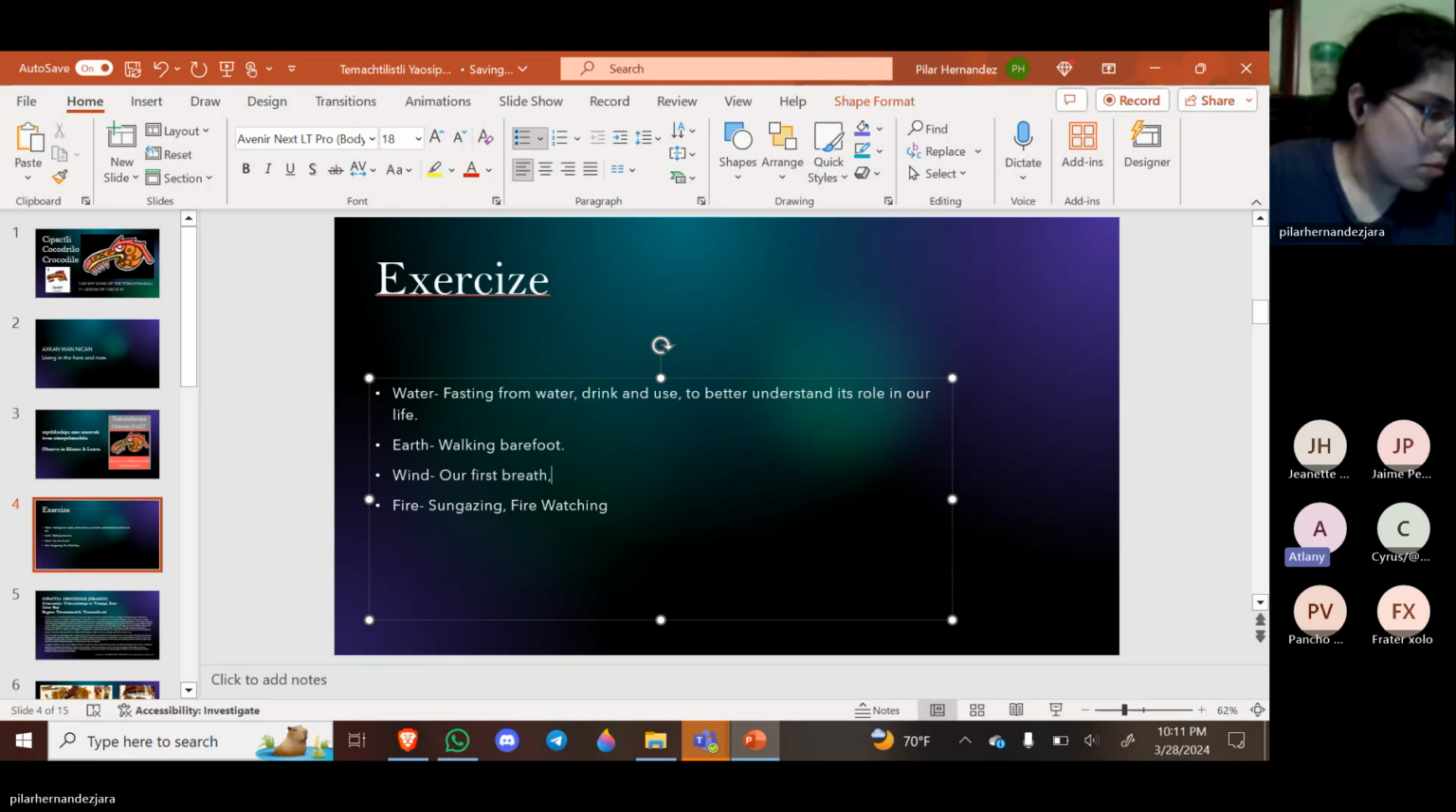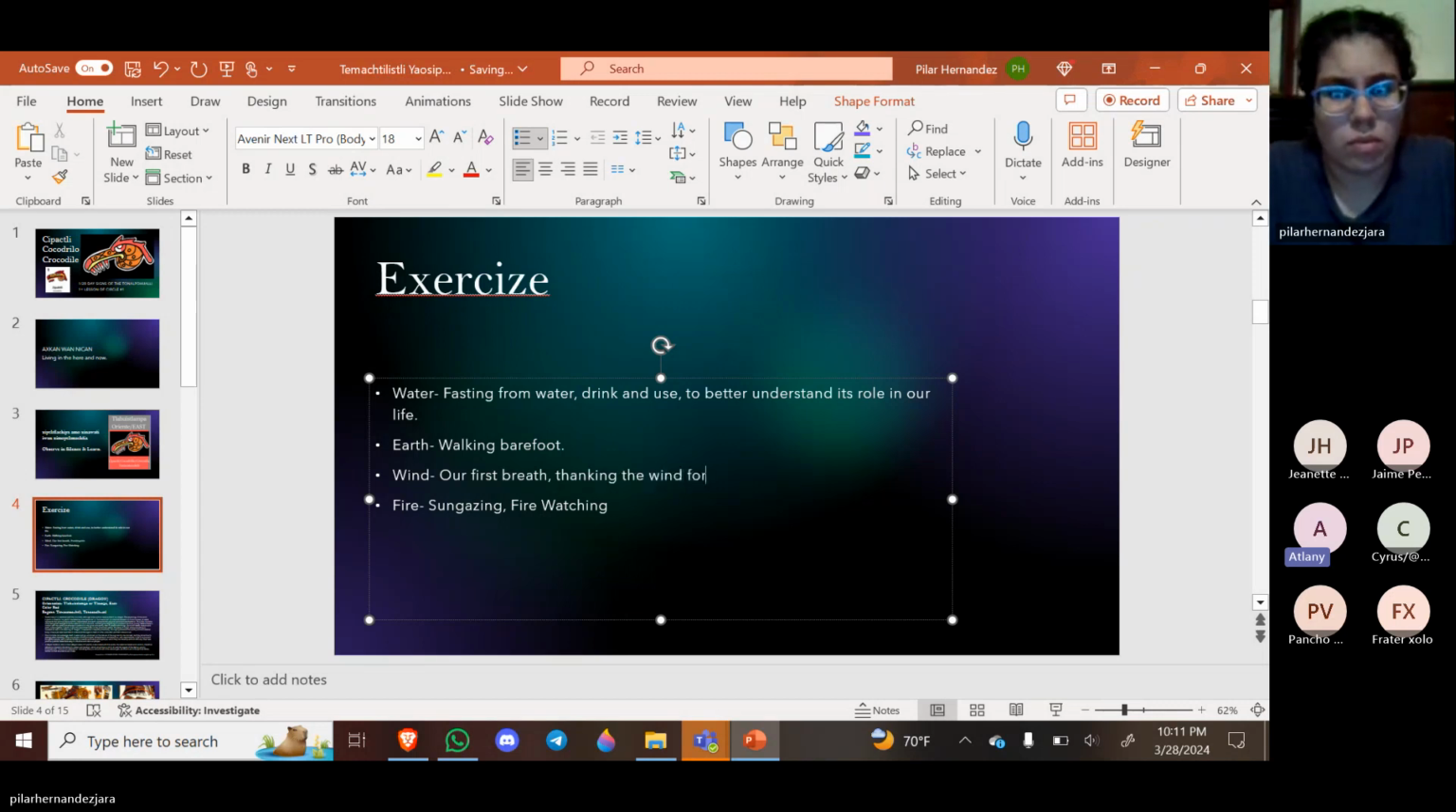Without wind, we cannot survive. It's basically something that is part of us. We are basically elements. We can find all these elements in us. We are the four elements.